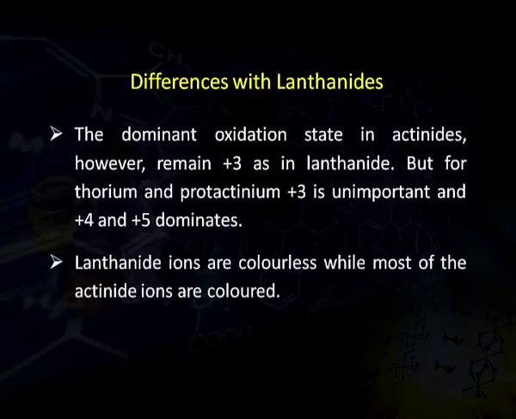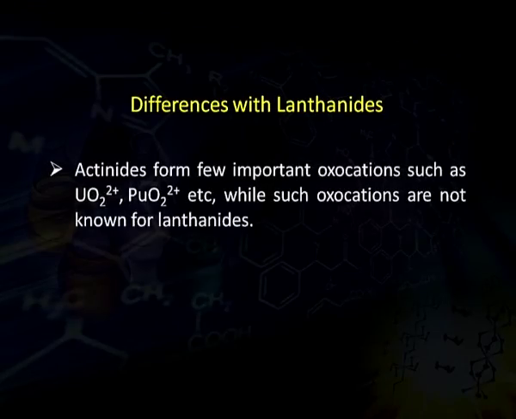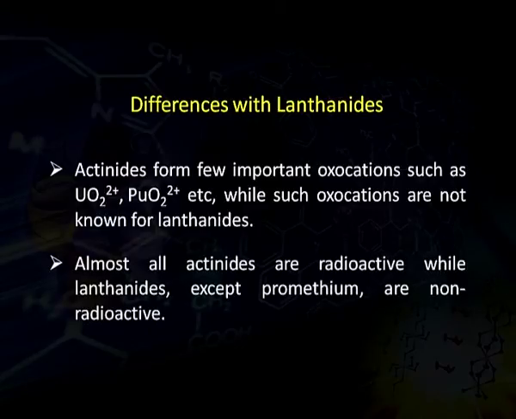The lanthanide ions are colorless while most of the actinide ions are colored. The actinides have a greater tendency towards complex formation as compared to the lanthanides. The lanthanide compounds are less basic while actinide compounds have appreciable basicity. The actinides form a few important oxocations such as the uranyl ion and the neptunyl ion, such oxocations are not known for the lanthanides. Almost all actinides are radioactive while lanthanides except promethium are non-radioactive in nature.